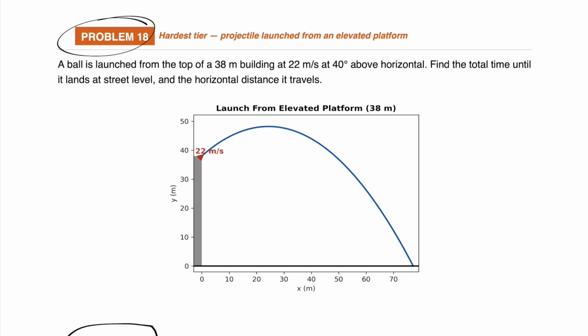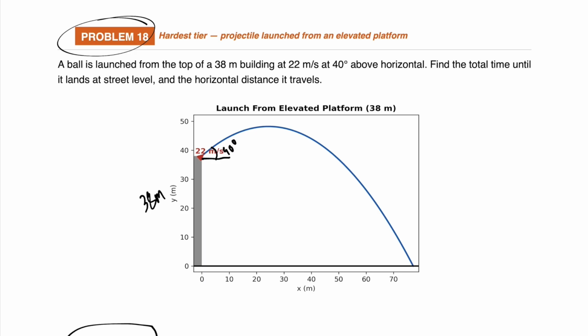A ball is launched from the top of a 38-meter building at 22 meters per second at 40 degrees above the horizontal. So 40 degrees is like that. Find the total time until it lands at street level and the horizontal distance it travels. I wish we could use our time and period and range equations, but it's not level ground, right? So we can't use those. We're just going to have to do this the old way.